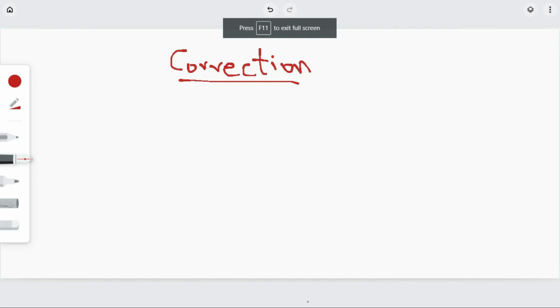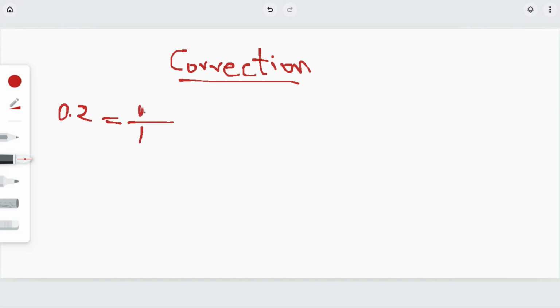So here now we are doing the question. The first one is 0.2. If you want to change 0.2 to a fraction, the first thing is that you draw the fraction bar, you write 1 here, and you write 0.2. You shift the decimal point 1 to the left like this, and you write 0 here. So what we have now is 2 over 10.